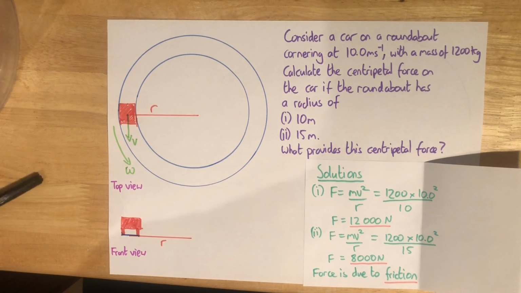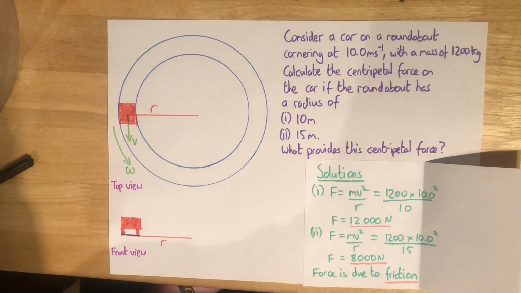Now, there's a couple of important points to make here before we move on. The first being that you will notice that the smaller the radius, the larger the force required, and vice versa. Now, that doesn't mean that you will always get that. The road surface and the car tyres might actually not be able to provide that level of force. They might not be able to reach that value.